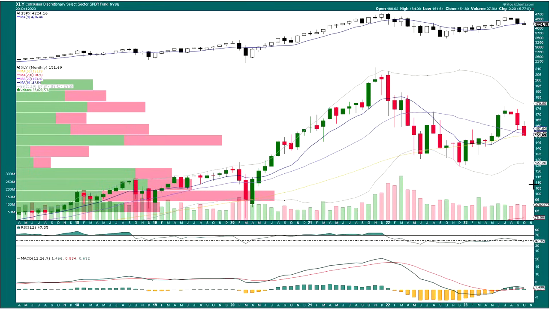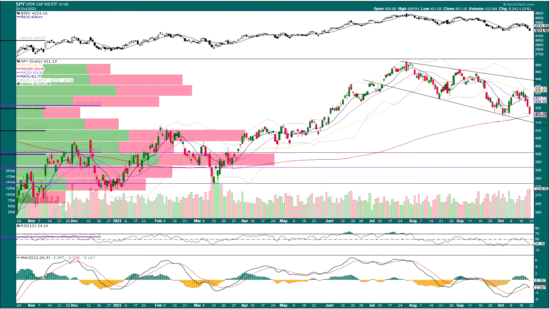Discretionary monthly, yes, discretionary monthly breaking down. Watch your monthly 50 here. Candle's not closed yet. Remember, your monthly candles do not close until the end of the month. And we are back to the SPY.